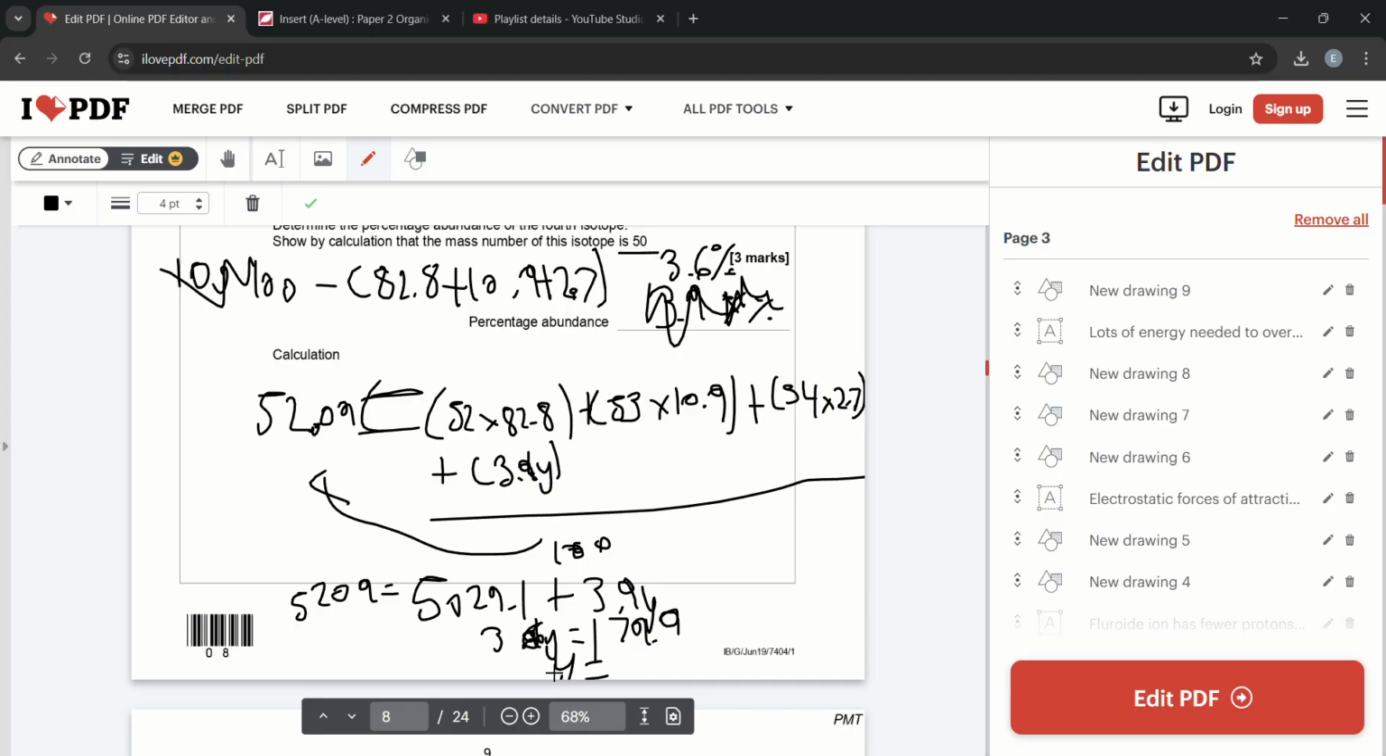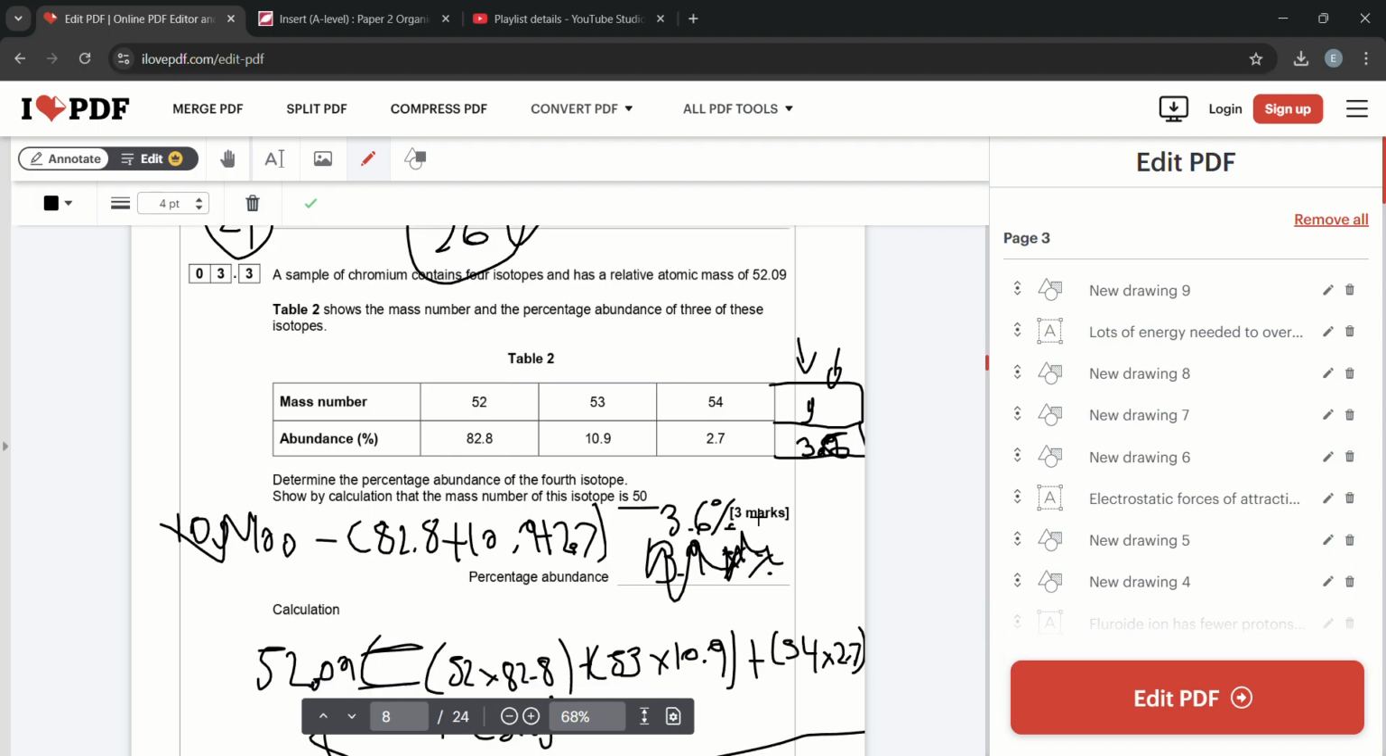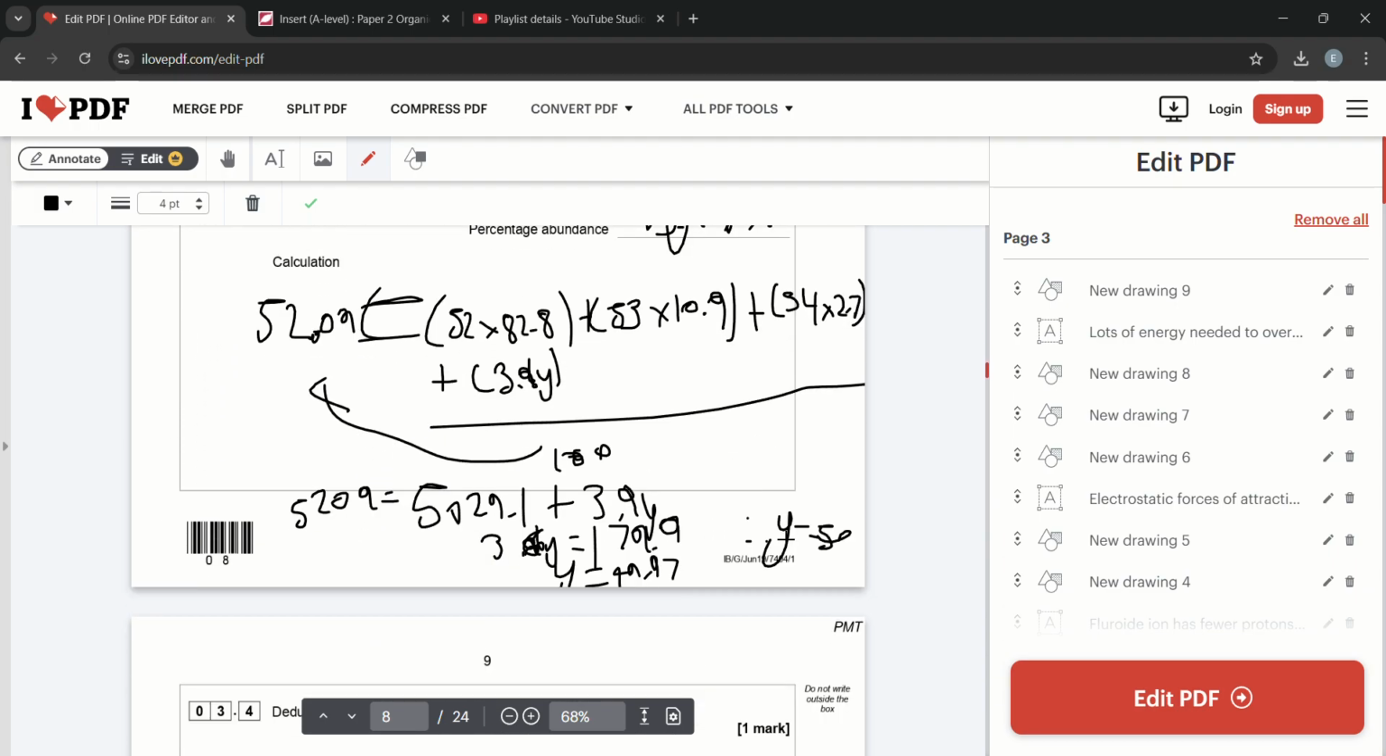So then 179.9 divided by 3.6 will give me 49.97, and therefore that is very close to 50. Therefore y is equal to 50. So there we go.